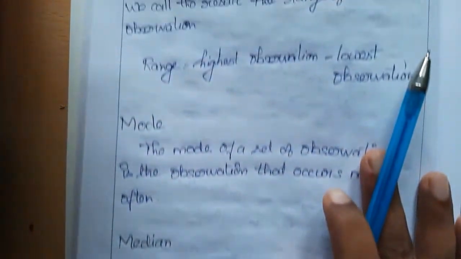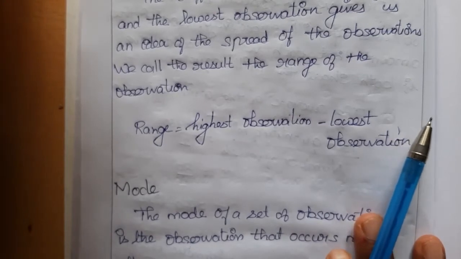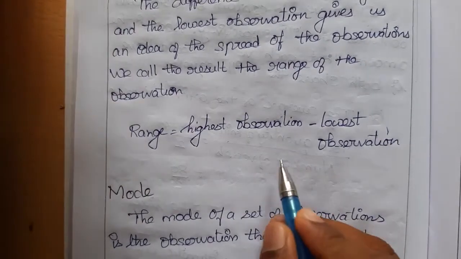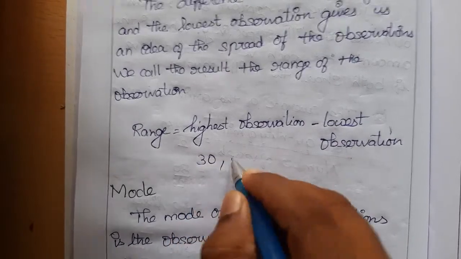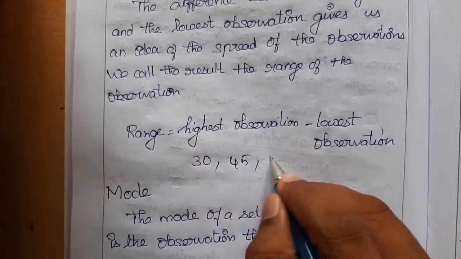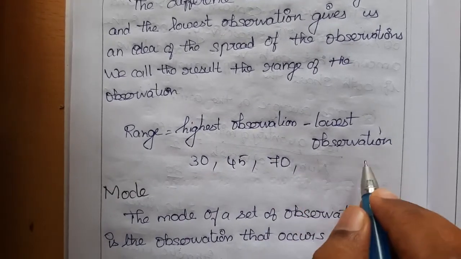For these three I will take one example. Let me choose the example of the marks obtained by the student as 30, 45, 70 out of 100, which I was writing here.